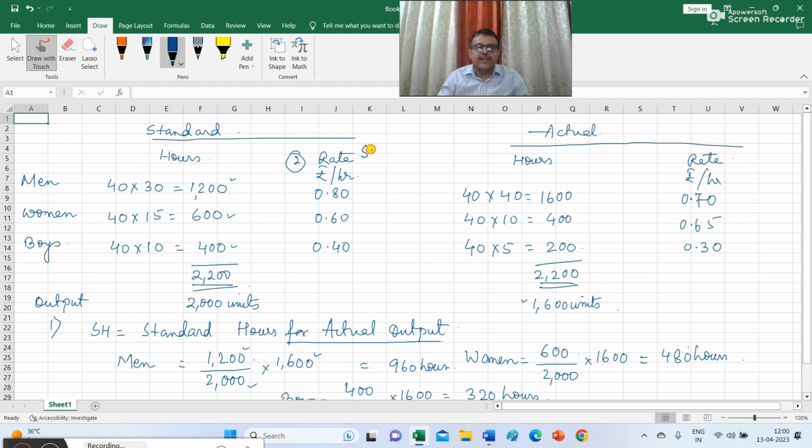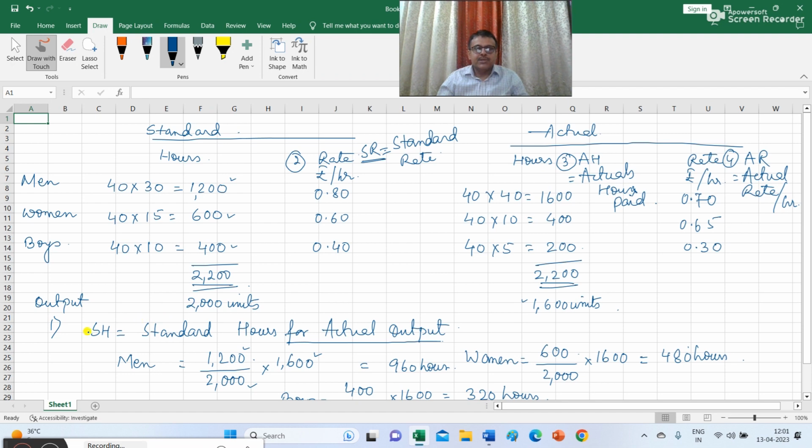The second parameter is regarding the rate per hour. This is the standard rate, SR. This is the second parameter. I'm not going to write here, and I am writing it here as standard rate. SR means standard rate. The third parameter is actual hours, AH. That is actual hours paid. This is the third parameter. The fourth parameter is the actual rate, AR. This is actual rate per hour.